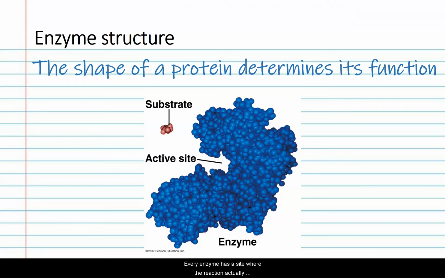Now, every enzyme has a site where the reaction actually occurs. That is called the active site. And the reactants bind to that active site. In an enzyme catalyzed reaction, the reactants are now called substrates. All right? And you'll notice in this picture that the substrate is complementary to the enzyme, right? They match one another, kind of like a lock and a key match one another. Their two shapes are complementary.